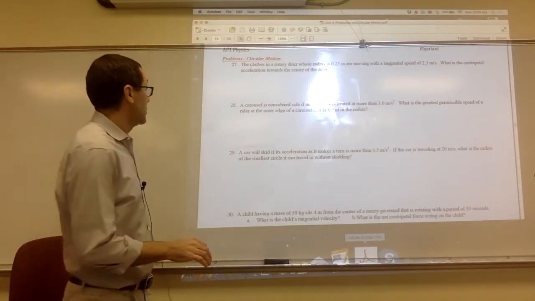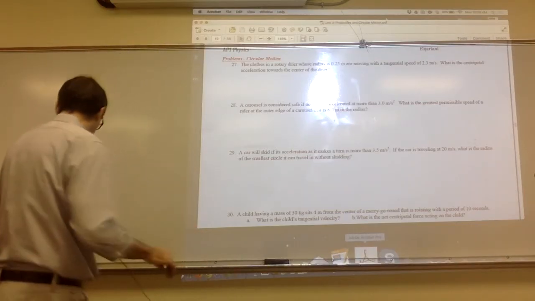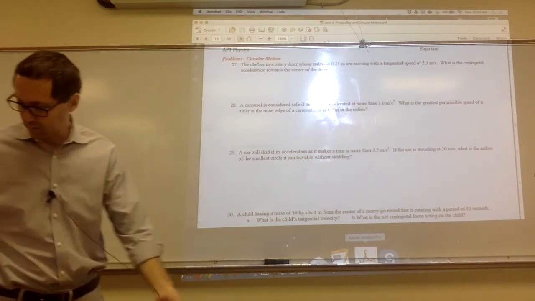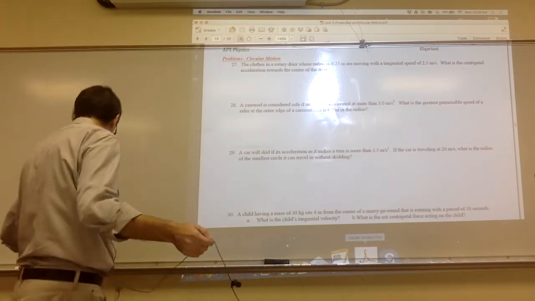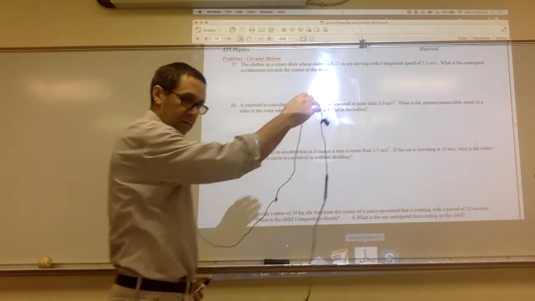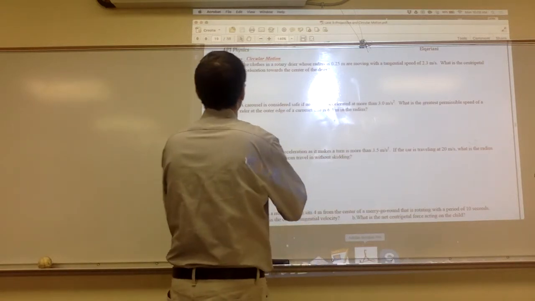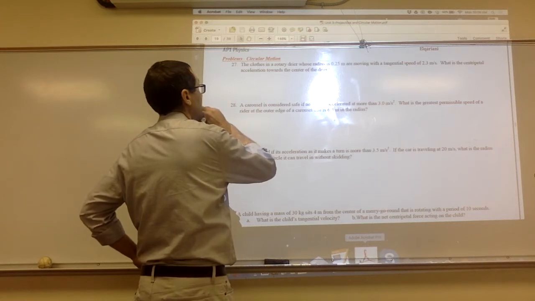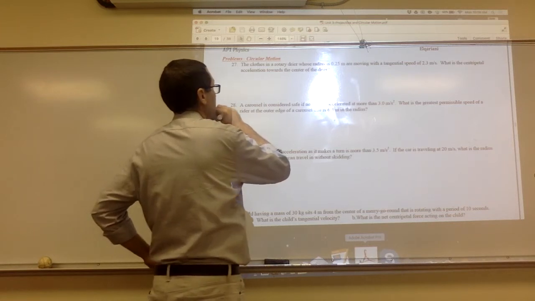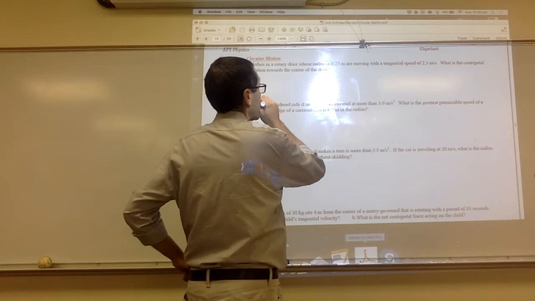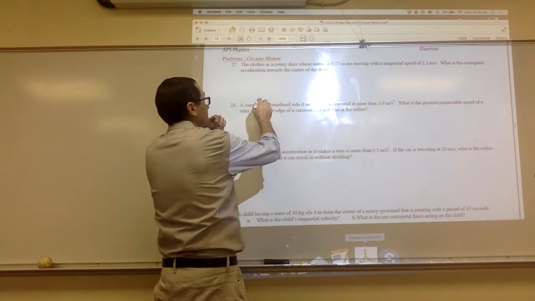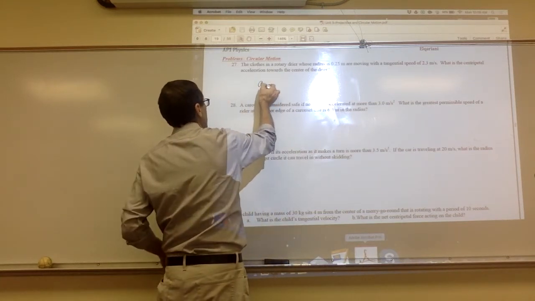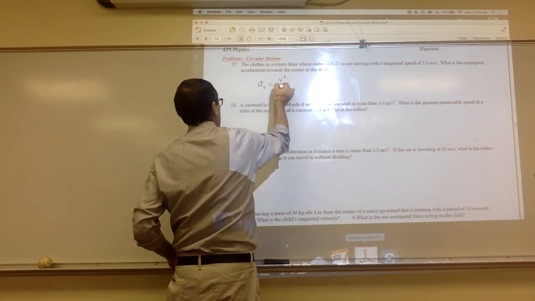All right, I'm on page 19. This is the answer key to the circular motion problems. Okay, so number 27: the clothes in a rotating dryer whose radius is 0.25 meters are moving with a tangential speed of 2.3 meters per second. What's the centripetal acceleration? So the centripetal acceleration is v squared over r.